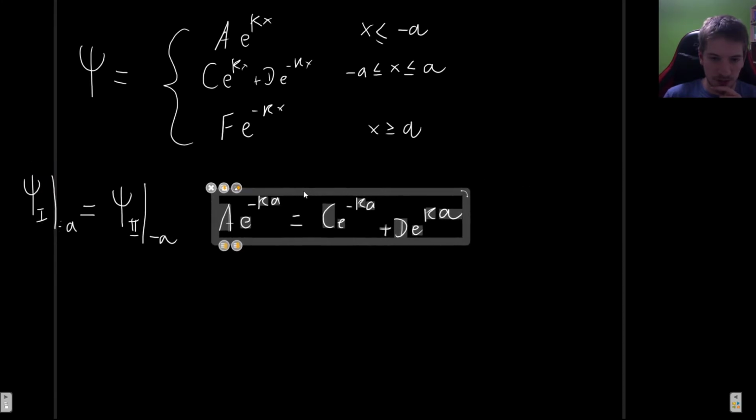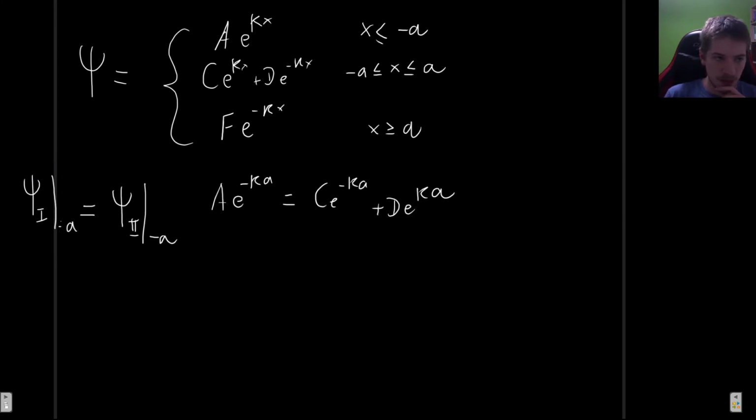This is our first condition. Let's label the equation equation 1. Now let us take a look at the second condition for continuity of the wave function. So that means that our wave function has to be continuous throughout this second delta potential that is located at x equals a.